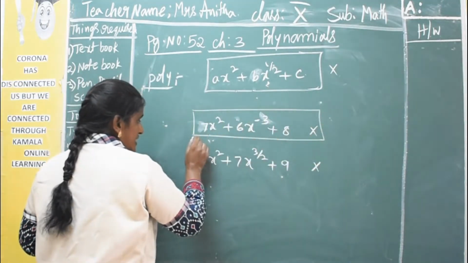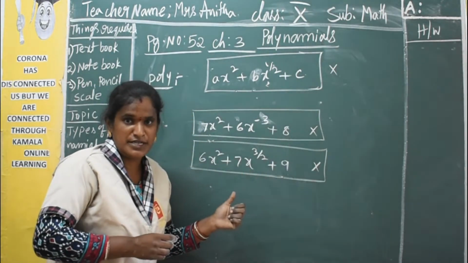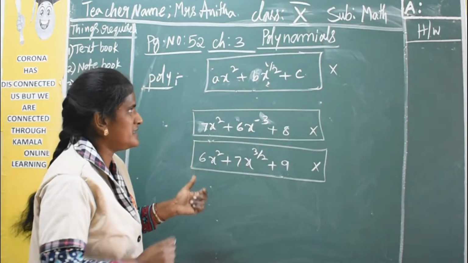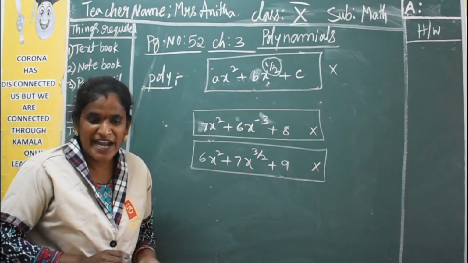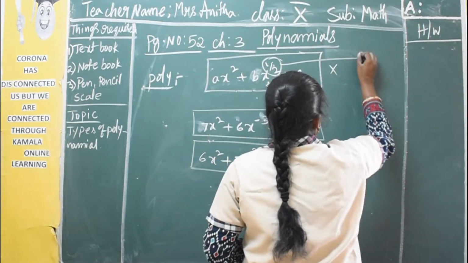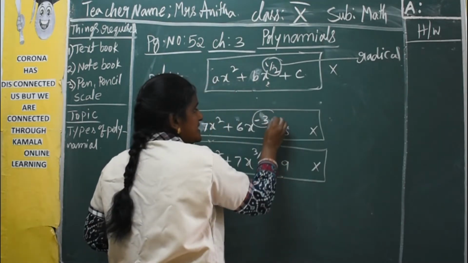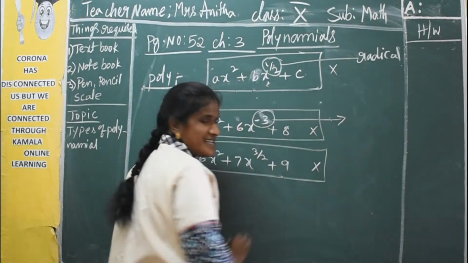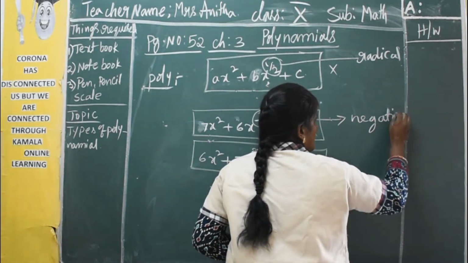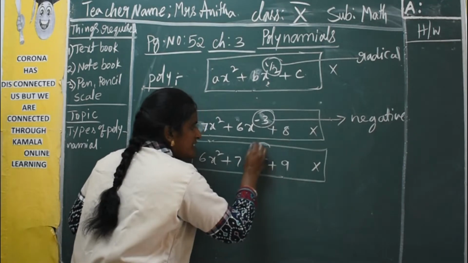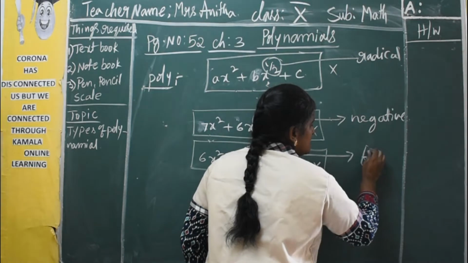There is a simple logic, children. In 9th class we already learned about polynomials, yes or not? Why they are not polynomials: we can observe 1 by 2 is a radical, or not? 1 by 2 is a radical. And here also this is negative. Minus 3 is negative, or not? Negative. And 3 by 2 is a fraction, or not? It is a fraction.